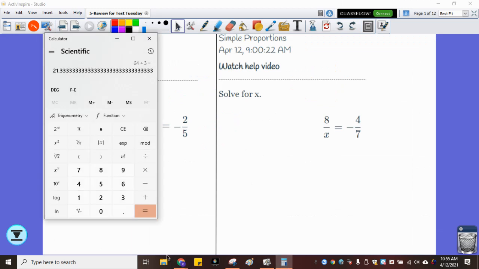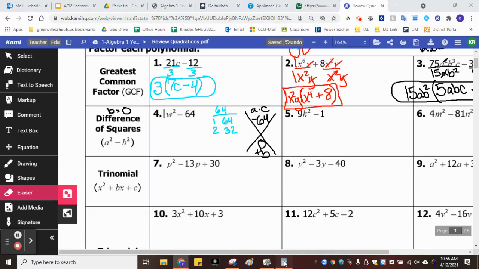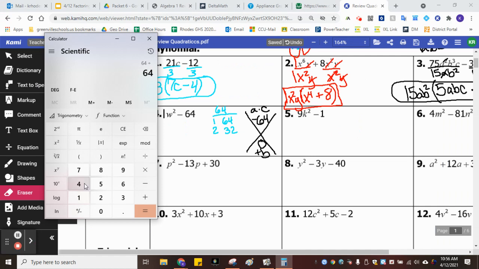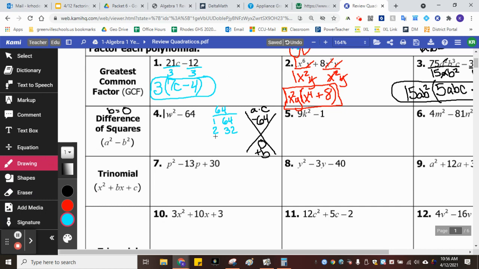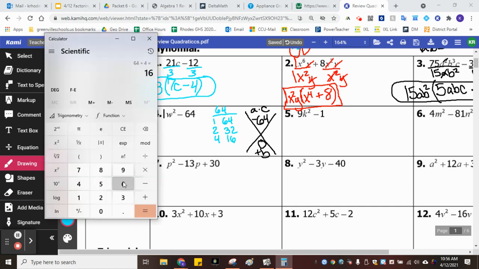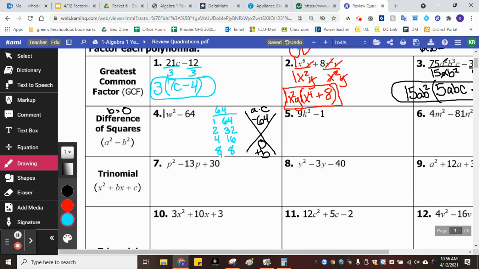64 divided by 4, 4 and 16. 64 divided by 5, you just keep going. Decimal, doesn't work. 64 divided by 6, decimal. 64 divided by 7, decimal. 64 divided by 8, 8. And once the next number that you would try is on the other side, you know your list is complete.